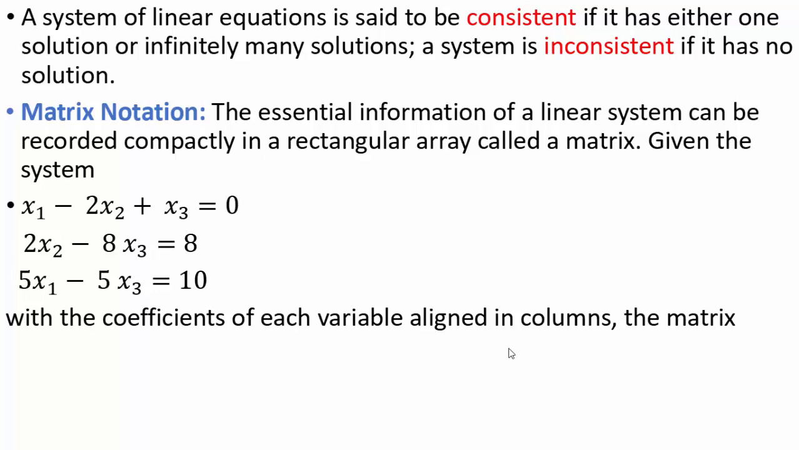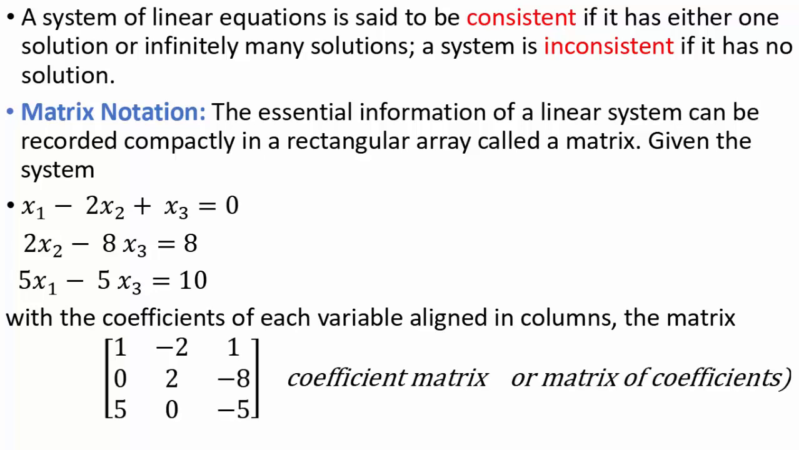column. That is the coefficient of x1. In the first equation, the coefficient of x1 is 1. In the second equation, the x1 term is absent, therefore 0x1. In the third equation, the coefficient of x1 is 5. Therefore, the matrix contains the first column as 1, 0, 5, because 1, 0, 5 are coefficients of x1, the first variable.